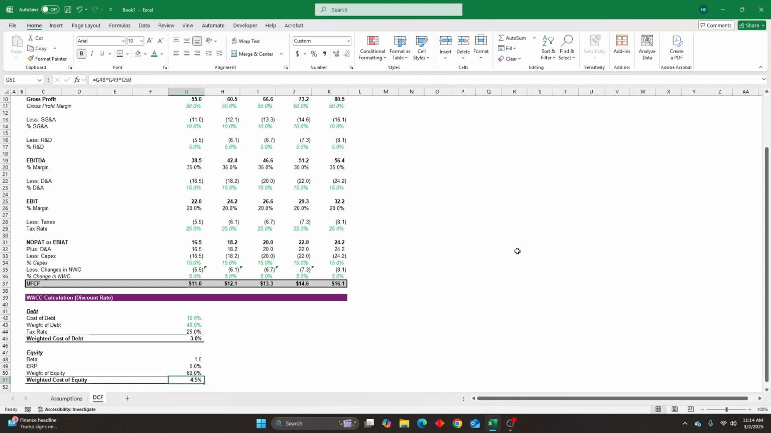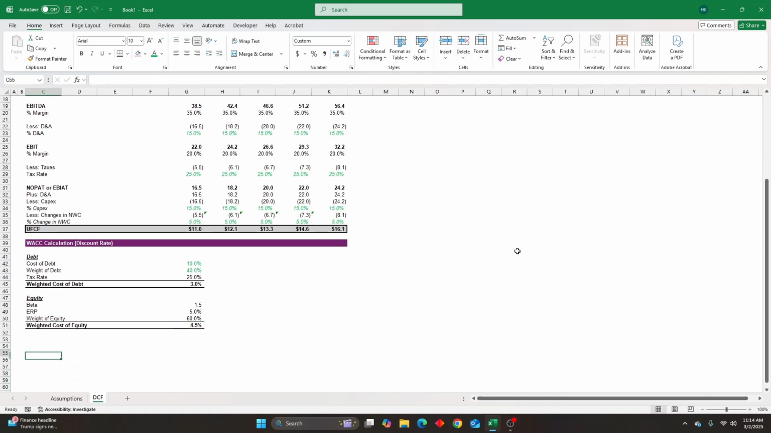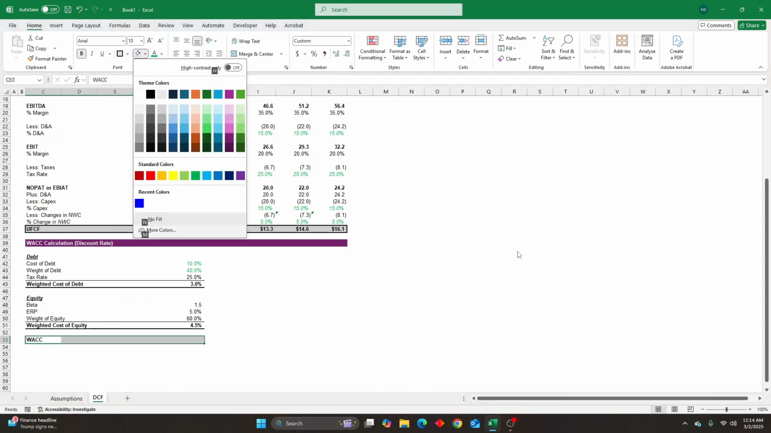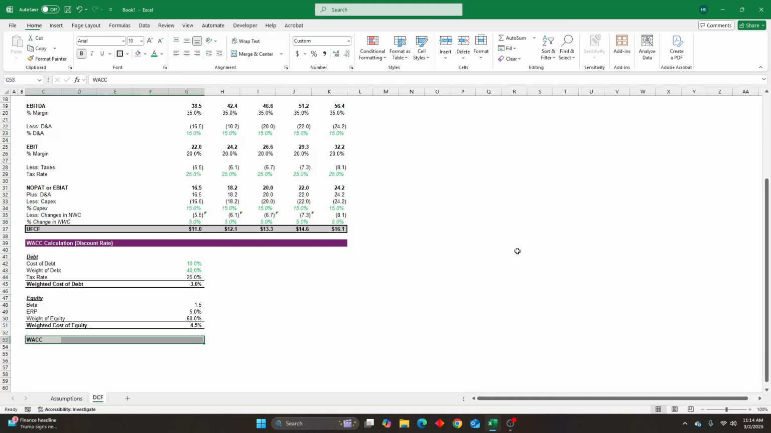Okay, so now that we have our weighted cost of equity and our weighted cost of debt, we can calculate our WACC. Just throwing some base formatting here, but all we're going to do once we have the appropriate weighted cost of equity and debt is add them to each other. Just like that. And so our WACC is going to be 7.5%.